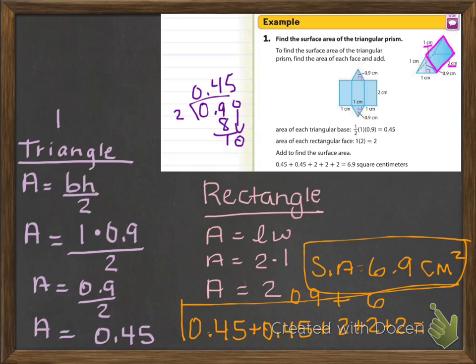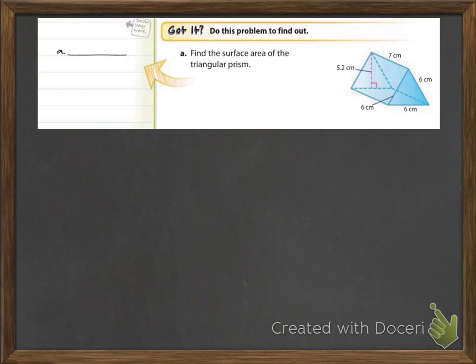All right, so you want to take a look at that, make sure you got that correct. Now we're going to go ahead and try it on your own. So you want to make sure that you have triangle and rectangle, and then that you've shown me that you've added all 6 numbers together on the bottom. Go ahead and try that now.